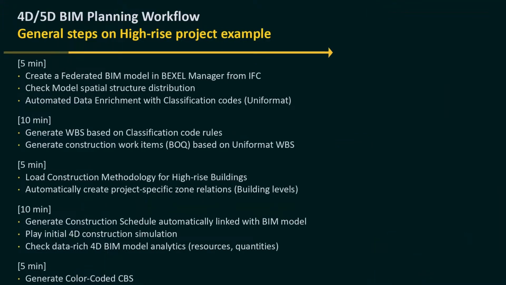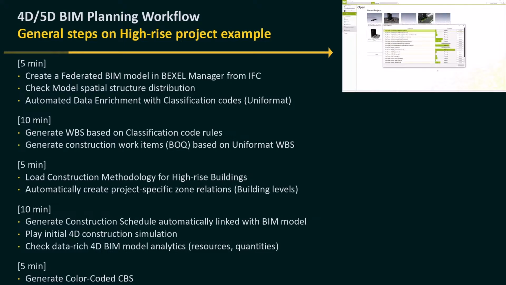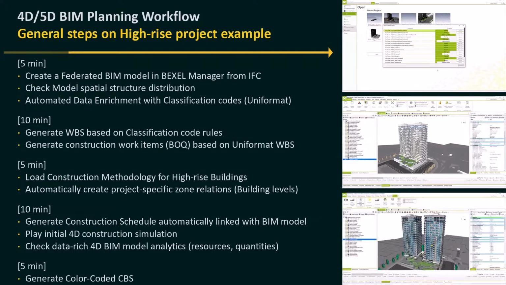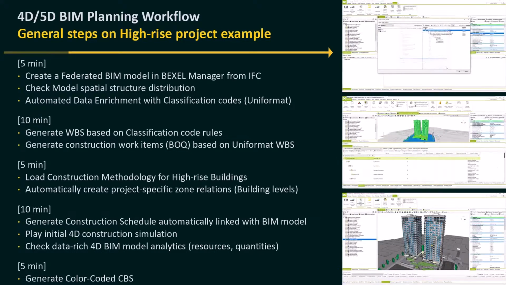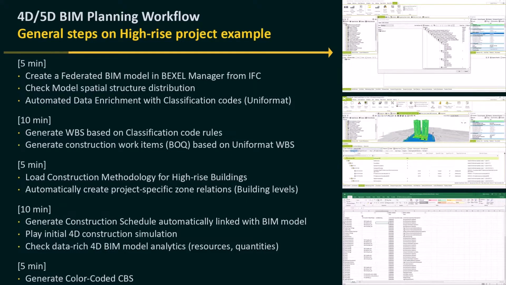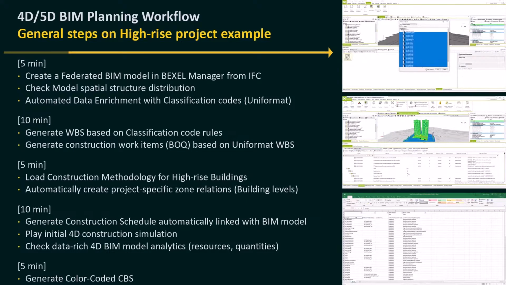Here we see the general steps on a high-rise project example related to the 4D, 5D BIM planning workflow. It includes the following: creating a federated BIM model in BEXEL Manager from IFC files, checking BIM model spatial structure distribution, automated data enrichment with classification codes, generating work breakdown structure based on classification code rules, and generating construction work items based on Uniformat work breakdown structure.